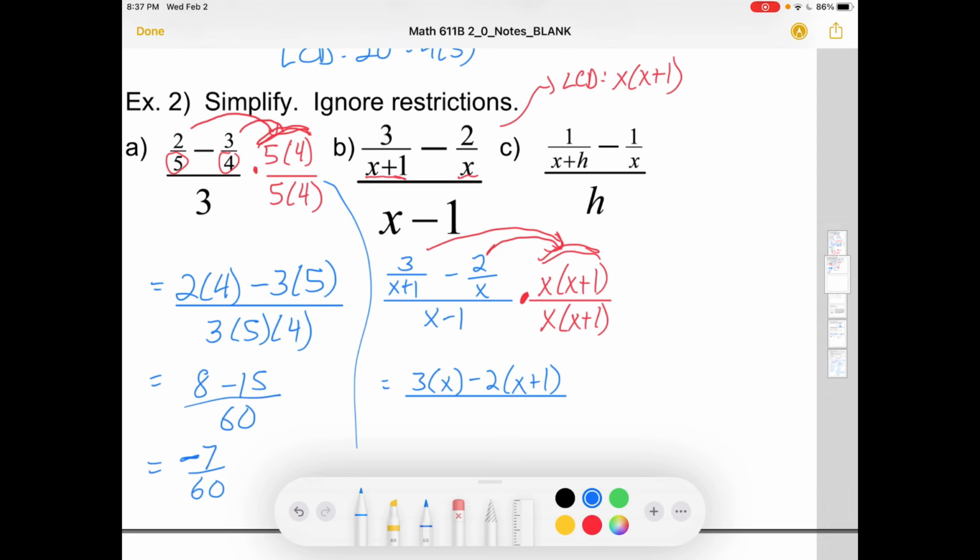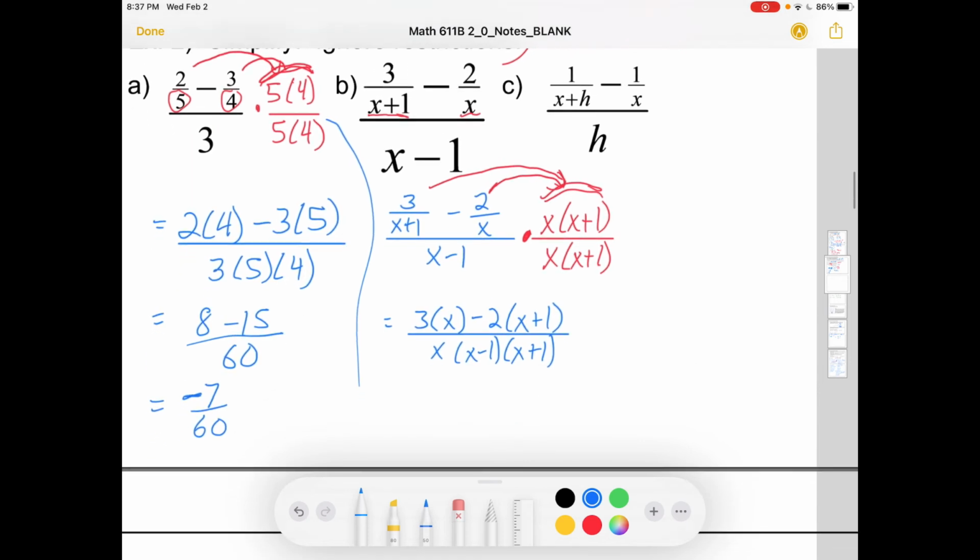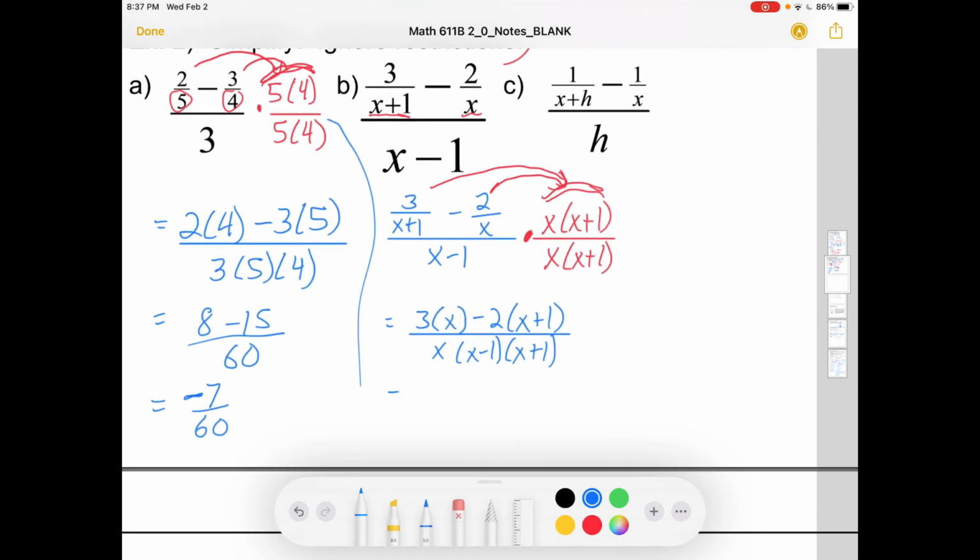On the bottom I've got x by x minus 1 by x plus 1. It's almost never worth expanding out the bottom, okay? Because if it's in factored form, then you might be able to reduce. So what do I have? I have 3x minus 2x minus 2 all over x by x minus 1 by x plus 1.